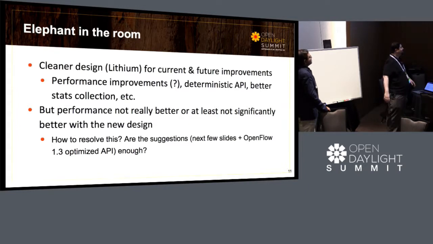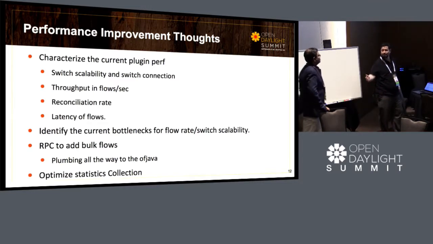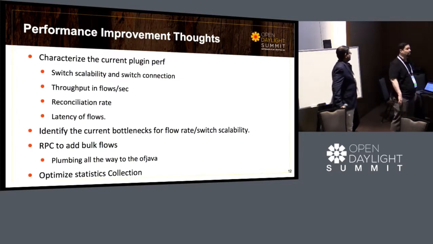So there are several suggestions regarding this and on how to resolve this. They are on the next few slides. And what we discussed earlier about this OpenFlow 1.3 optimized API path, but we'll need to look into it. With this, I will give it to Shiva to go through some of the suggestions that have come.